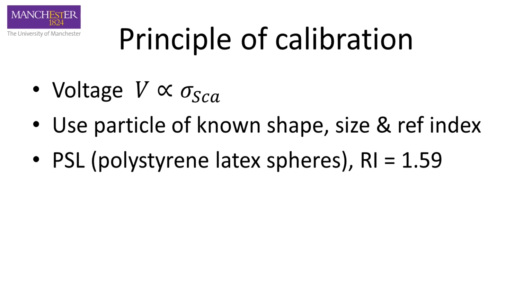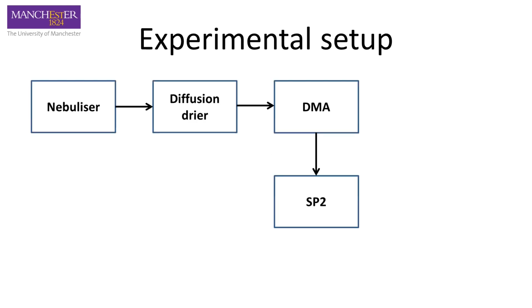So we use PSL spheres, which come in various different sizes, and we know that they're spherical and we know what their refractive index is. The basic idea here is that you will nebulize your PSLs, you'll put them through a diffusion dryer to remove any water that is remaining on the particles. You'll then put them through a DMA just to remove background particles and then put them into the SP2.